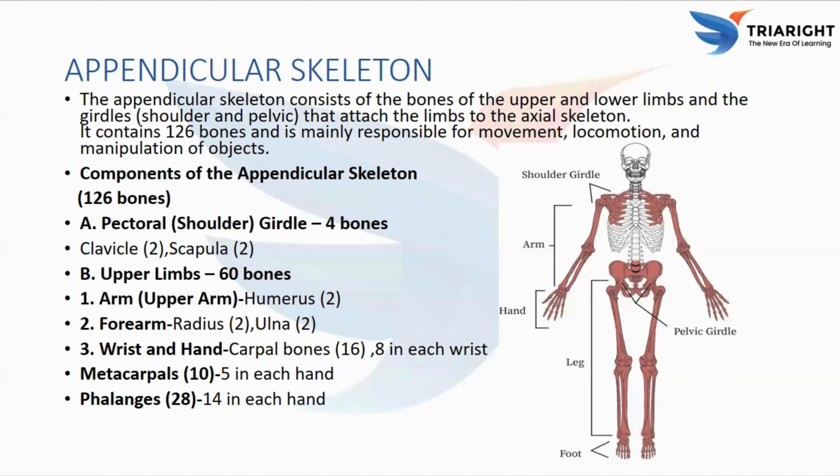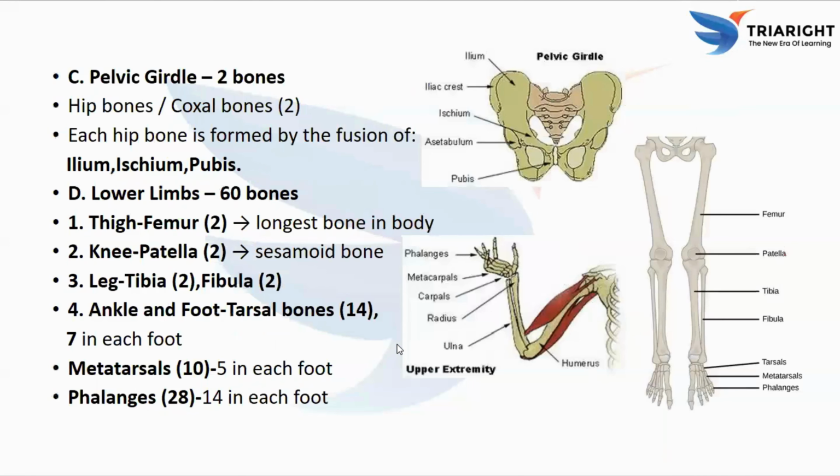Next, metacarpals. These are 10 bones, 5 in each hand. They make up the palm of the hand. And then phalanges. These are 28 bones, 14 in each hand, the finger bones. In the thumb there are 2 phalanges and in the other fingers 3 each. This large number of small bones allows fine and precise movements like writing and gripping.